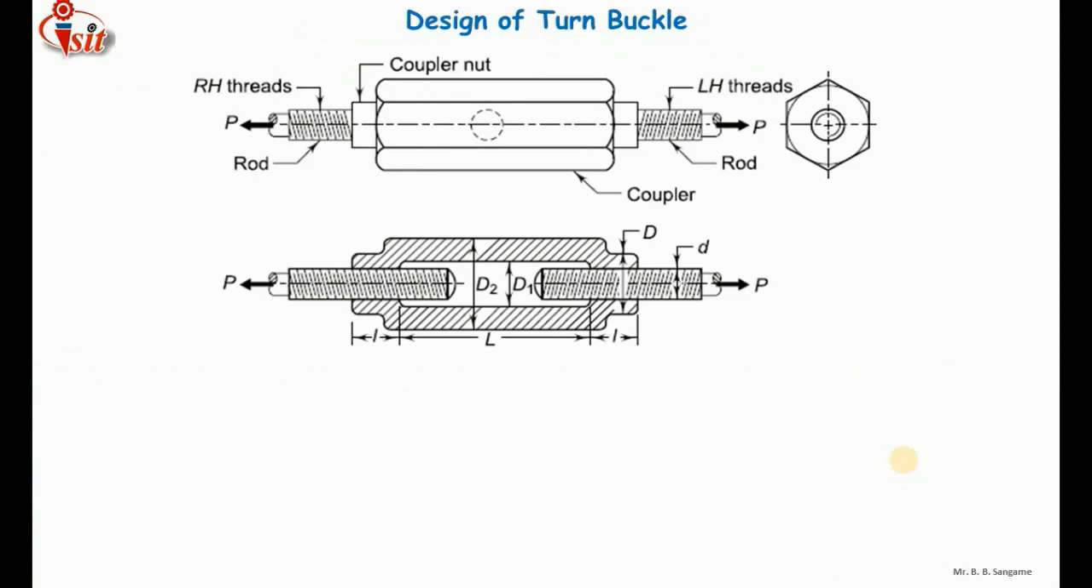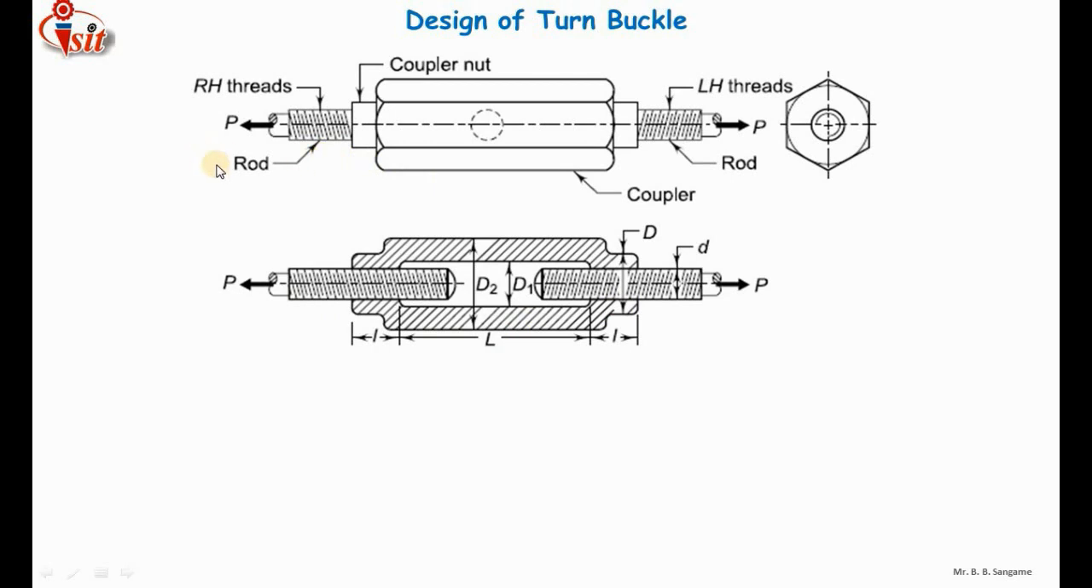So let us discuss the design procedures. Here you can see the simple drawing I have shown. This is the turnbuckle with the hexagonal coupler nut, and this is the sectional view of that. Here capital L is the length of coupler, and the length of coupler depends on the type of application or the length which is to be adjusted. Small l is the length of coupler nut, which will have the threaded portion.